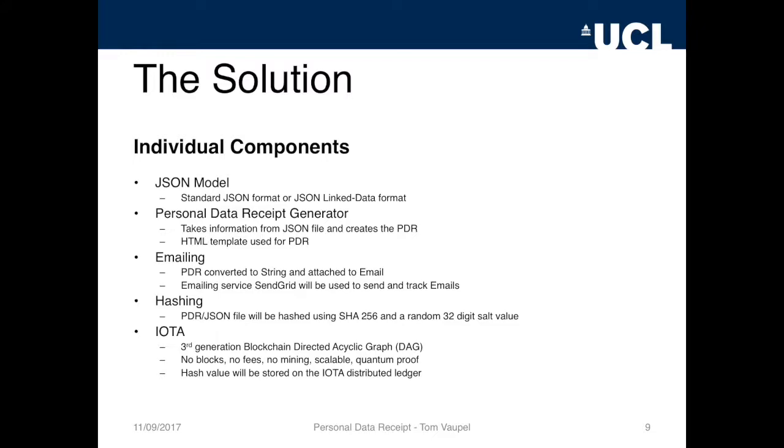To summarize, the system has been split into a few individual components. One of the main components is the JSON model, the personal data receipt generator that uses an HTML template to generate the PDR, emailing, which sends an email via SendGrid API, hashing, where the JSON or the PDR is going to be hashed using SHA 256. And finally the IOTA component, which will store the hash value on the IOTA distributed ledger.